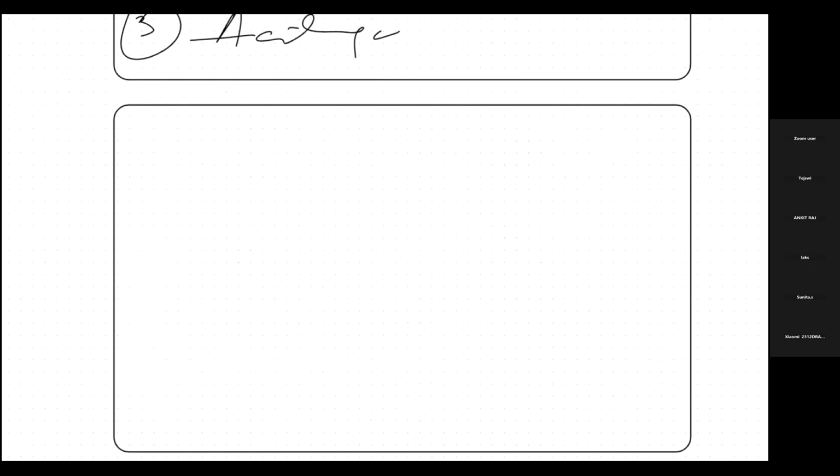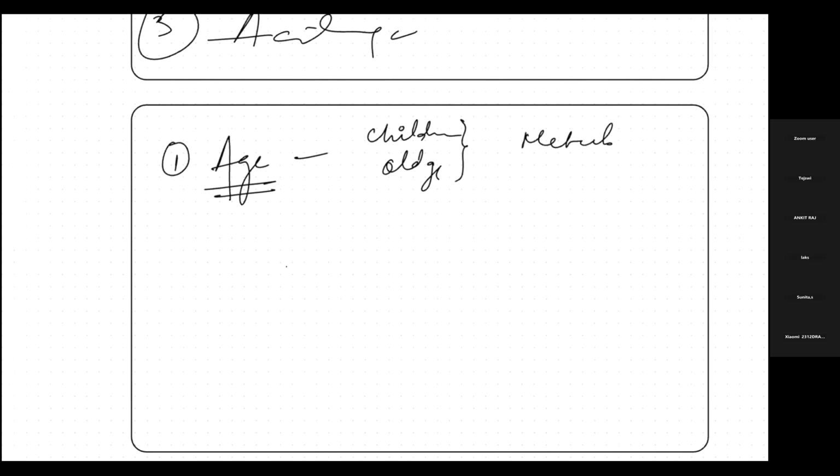We know definitely age is one of the factors that affects the metabolism. Let's suppose I talk about children and old age people. In them, metabolism is already reduced, it's less, so what will happen? Toxicity will increase. Why? Because the drug is not getting metabolized, they won't be able to excrete it, and definitely the toxicity will increase.